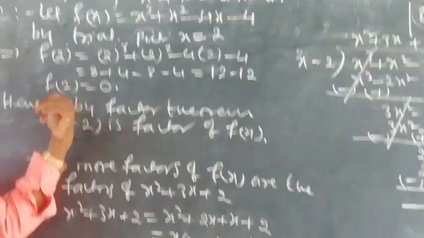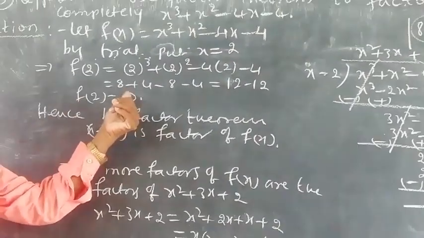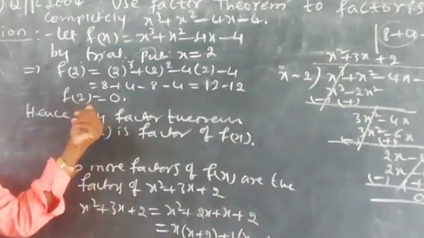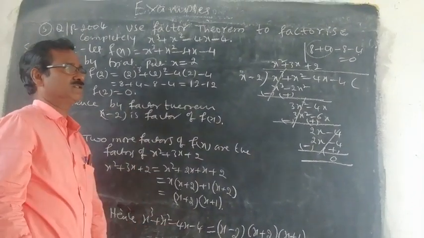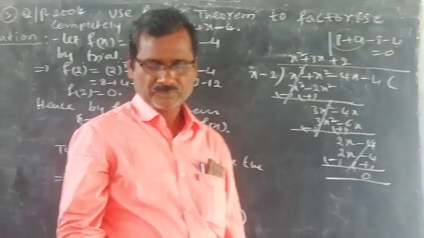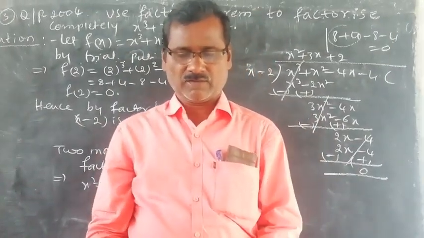So when should we say it is a factor? The polynomial, on putting the value, should become 0. Then we can continue as usual, like the previous problem we did. This is how we should go about the factorization of the problem.